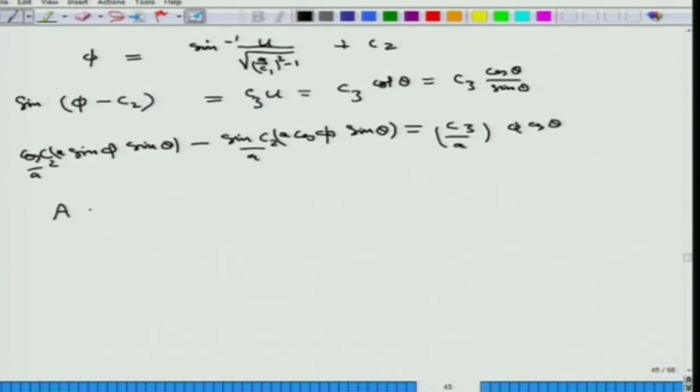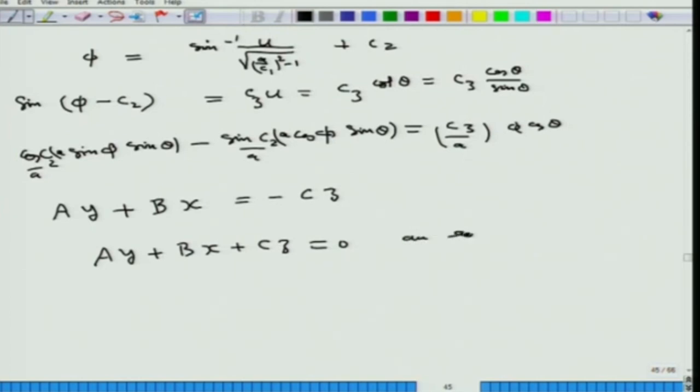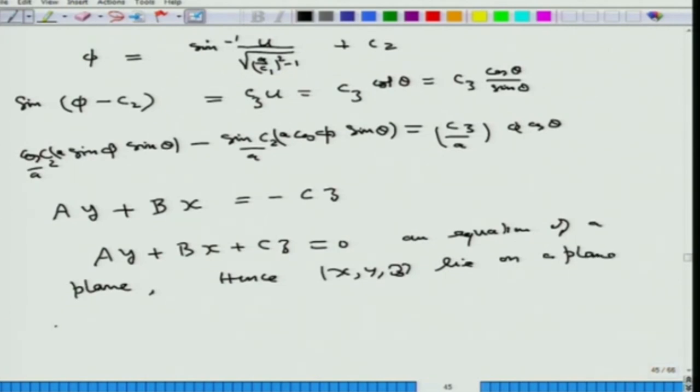Now, substituting back we get here some constant A y minus this, also we can write plus B x and this is minus C z, and so we get A y plus B x plus C z equal to 0, and this is the equation of a plane. Hence x, y, z lie on a plane as well as on the sphere x square plus y square plus z square equal to a square.